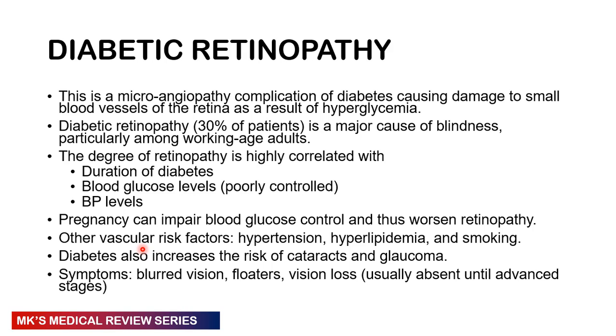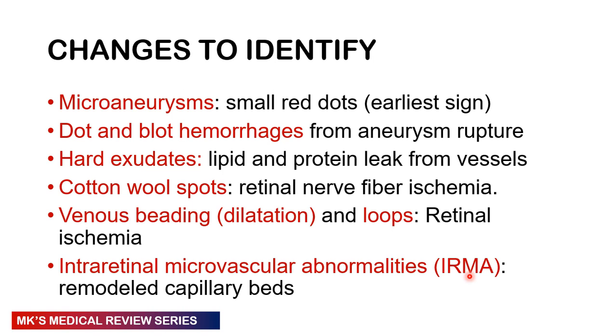So patients that actually have diabetic retinopathy may have blurred vision. They may have floaters. I'll show you a very nice picture of what these actually kind of look like. You may have vision loss. So usually this is absent until the advanced stages of the disease.